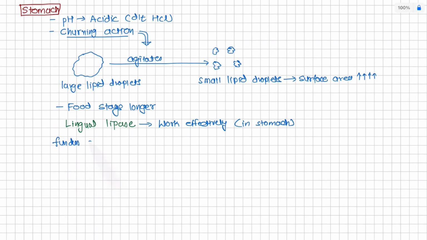The fundus of the stomach contains specialized cells called chief cells, which secrete another enzyme, gastric lipase. Gastric lipase also works best under acidic pH. However, it is present in very small quantity. Both lingual lipase and gastric lipase act on triacylglycerol, but not just any triacylglycerol. Specifically, those containing short chain or medium chain fatty acids, meaning fatty acids with 12 or less carbons.